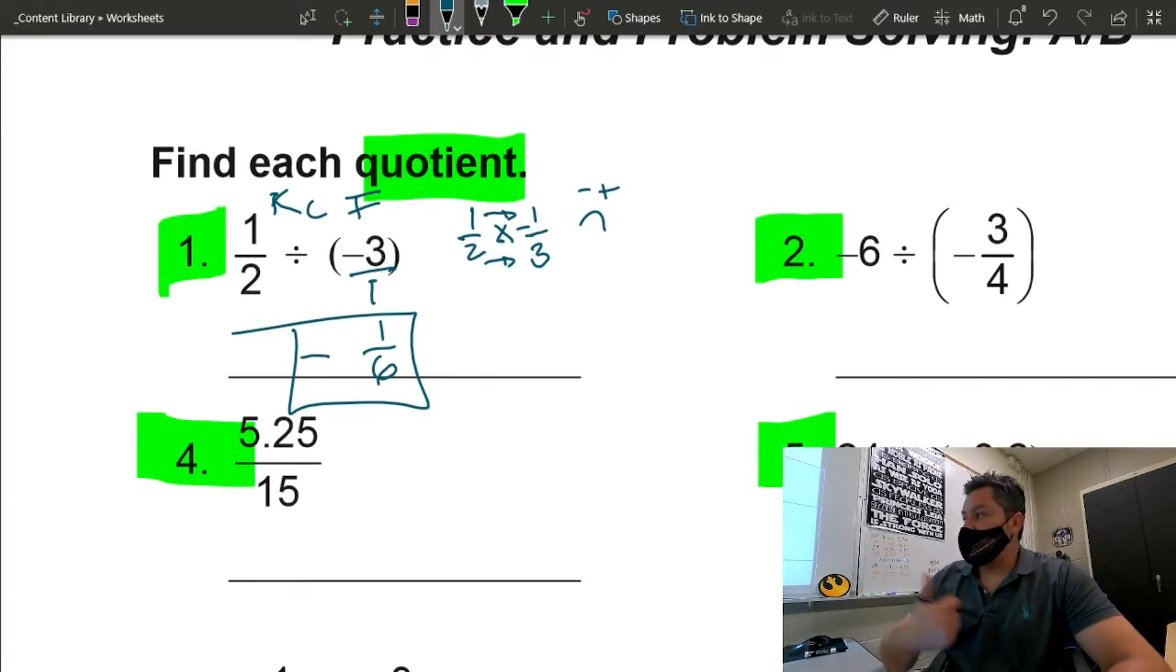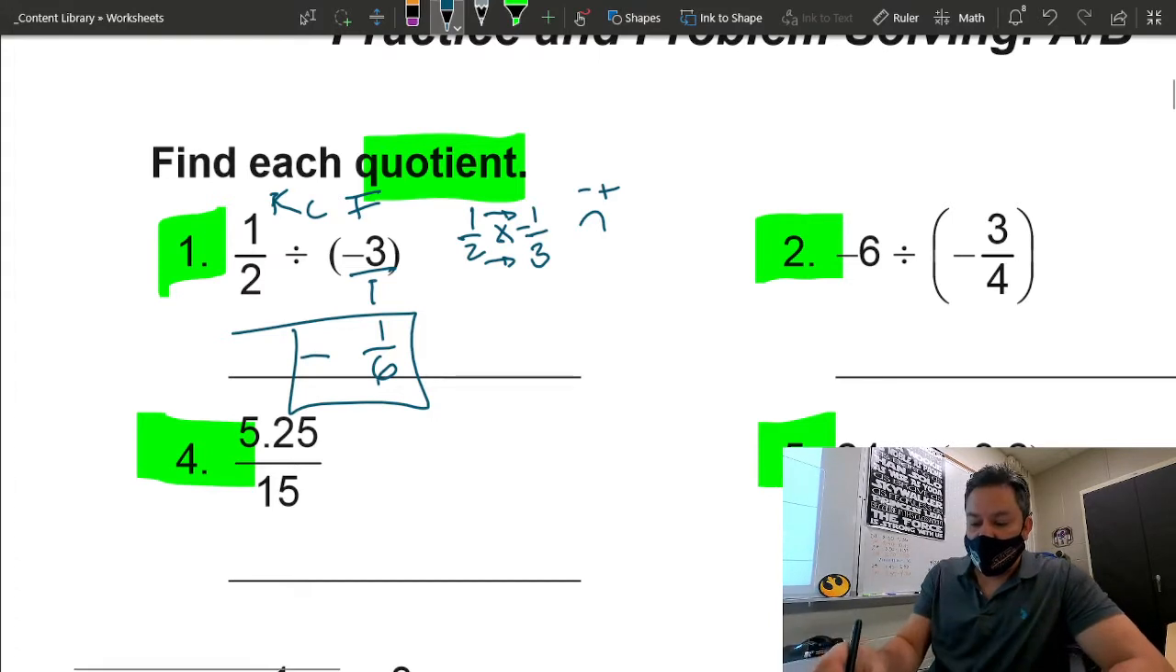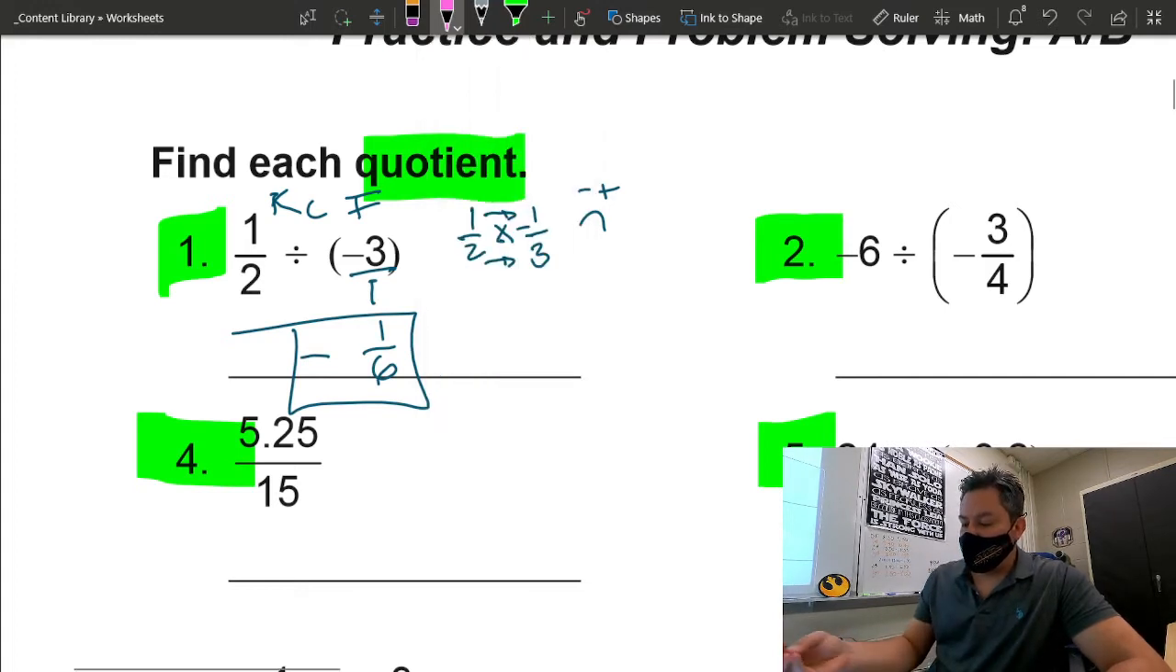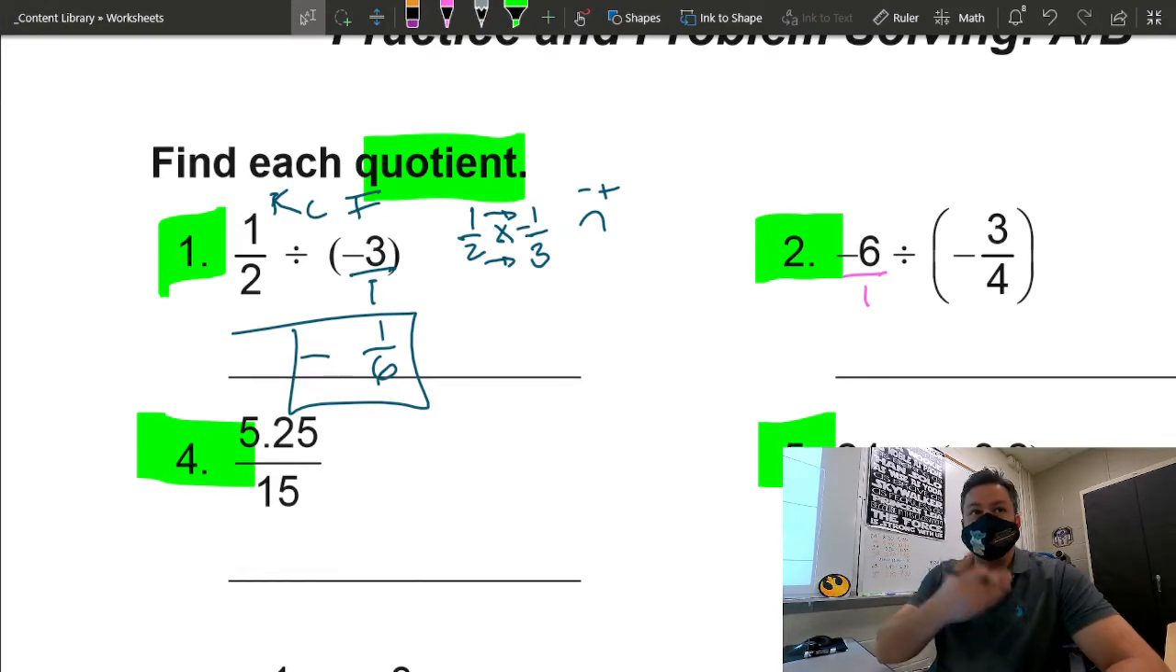If you have any questions about number 1, please leave them down in the comments below. Other than that, I'm going to do number 2, but I'm going to do it in a different way. Instead of doing keep, change, flip, or keep, change, change, I'm just going to do cross multiply. So first of all, I still have an integer, so I'm going to put a 1 under and now make it a fraction.